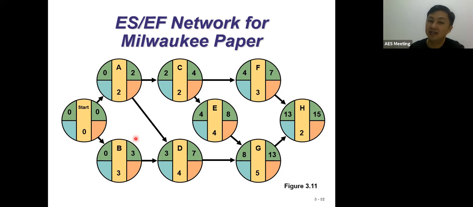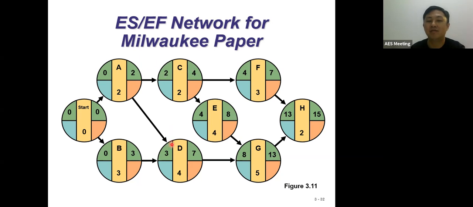So I go to activity C. As I mentioned, this activity has one predecessor. Activity C comes from A. So A with early finish 2, this 2 is brought forward to C as its early start. When 2 plus 2, you get 4. That shouldn't be any problem.